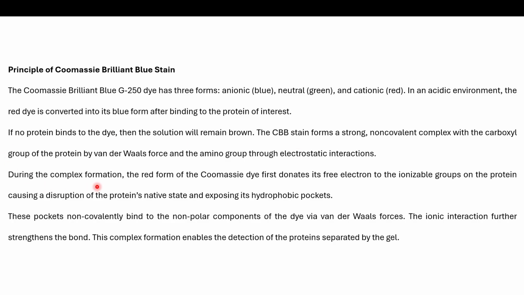Now when this complex is formed, the red form of the Coomassie dye first donates its free electron to ionizable groups on the protein, thereby disrupting the protein's native state and exposing its hydrophobic pockets. These pockets non-covalently bind to the non-polar components of the dye via van der Waals force. The ionic interaction further strengthens the bond. Due to this complex that has been formed, it helps us to detect the protein bands on the gel.